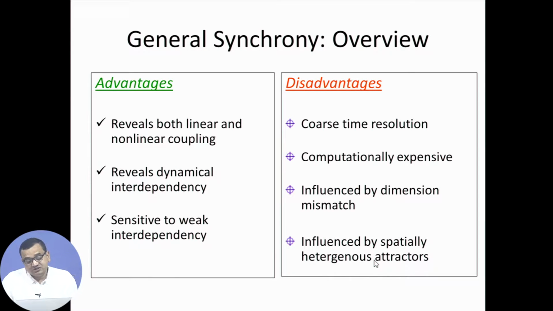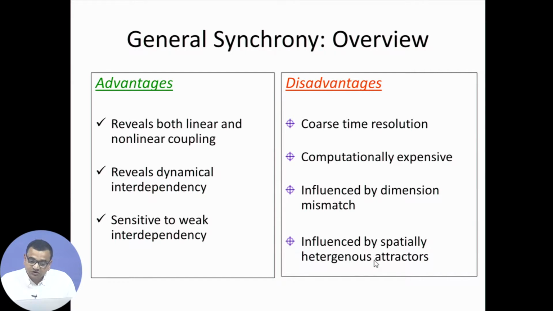Here it is sensitive to both linear and nonlinear coupling, because you're assuming some kind of map without specifying it. This measure is also very appropriate for nonlinear systems, and it reveals dynamical interdependency, and it is very sensitive to weak interdependency. And it doesn't matter whether you're doing it on a frequency band or raw data; it doesn't have any such assumption. Unlike phase synchrony, where the signal needs to be narrow band, this restriction doesn't apply here.